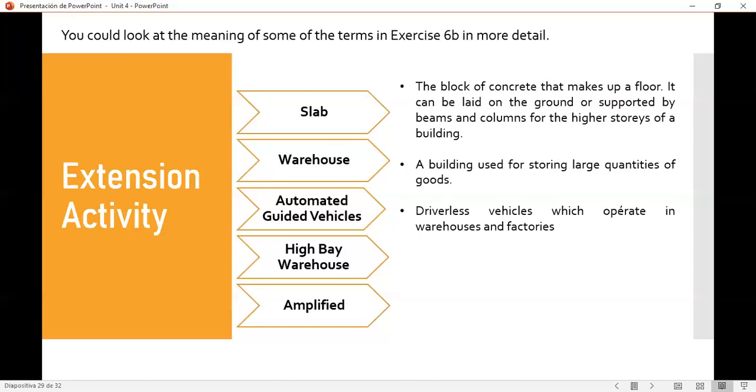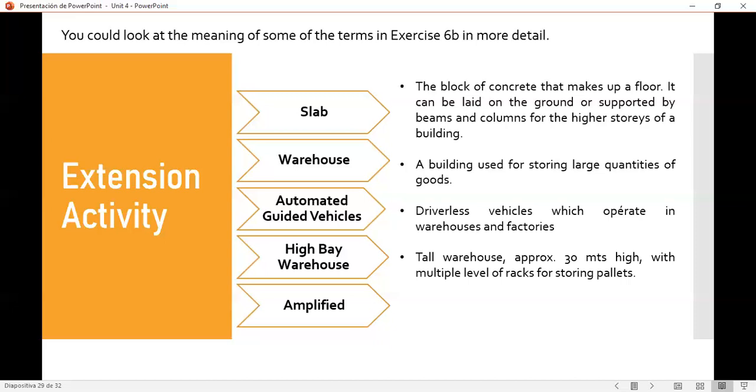Now, we have the high-bay warehouse. It's the same, it's a warehouse, but the only difference is that it's a tall warehouse, approximately 30 meters high, with multiple levels of racks for storing pallets. This is for the tall warehouse. Oh, interesting. High-bay warehouse.